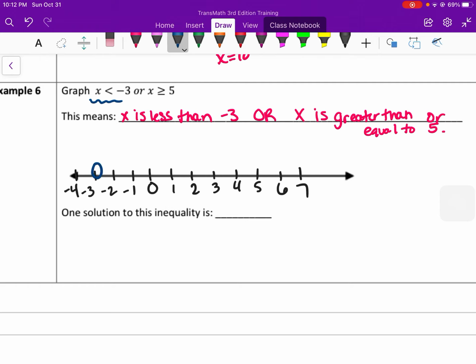So the first one, or x is less than -3. So it's going to be open circle at -3, and we're going to the left. Less than -3, not including -3. X is greater than or equal to 5. That includes 5, so closed circle. And then 6, 7, 8 are bigger, so greater than or equal to goes to the right. So in or inequality, they face opposite directions. One solution, you could have 5 because it's a closed circle. You could have -4, -12, anything to the left of -3, anything to the right of 5 would be solutions to the or inequality here.